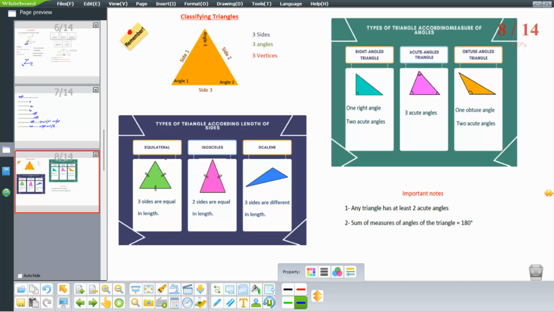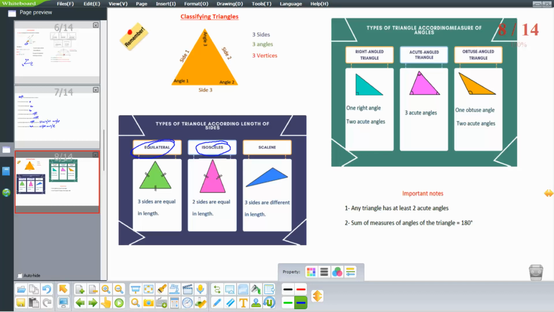If I want to classify any triangle, we have two methods. First, according to the side length, or the length of each side. The other method is according to the measure of its angles. According to the side length, if it has three equal sides, we call it an equilateral triangle. If it has just two equal sides, like this, we call it an isosceles triangle.